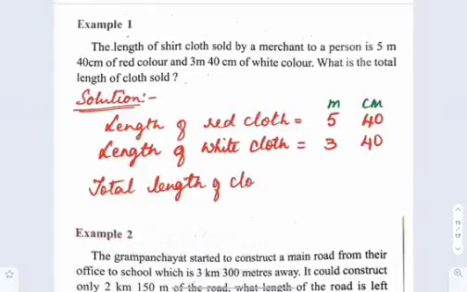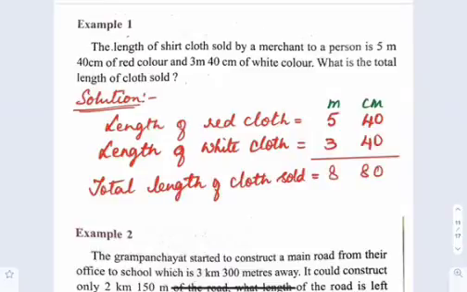Total length of cloth sold is equal to, now 0 plus 0 is 0, 4 plus 4 is 8, then 5 plus 3 is 8. So the answer is 8 meters 80 centimeters. Did you all get it, children?